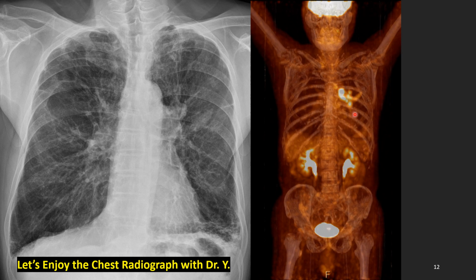Yes, what do we see? This is a solitary pulmonary nodule at the left upper lobe, and there are many hot uptakes here. These are all number 5 lymph nodes and 10L lymph nodes. Quite the same as the findings of the CT scan images.